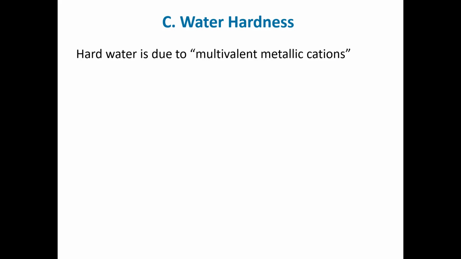So water hardness, it says here, is due to multivalent metallic cations. So what does that mean? Multivalent means it's going to have a charge of greater than 1.